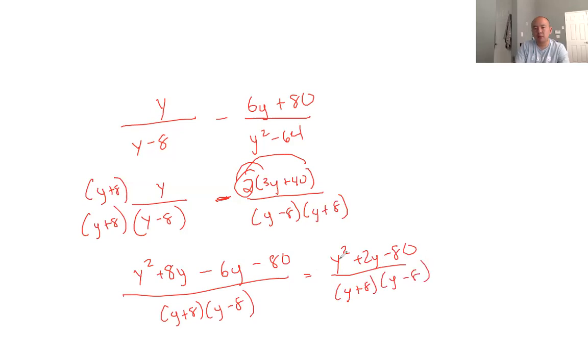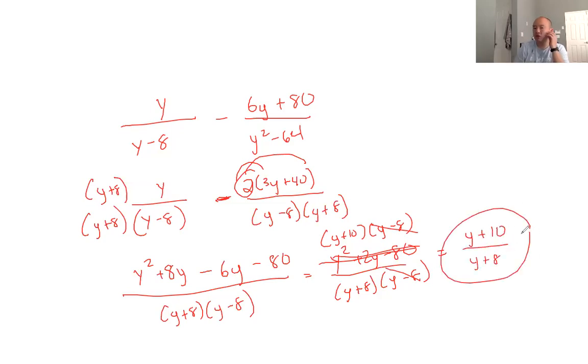I am not sure. Maybe you could factor this. Let's see, 80 and, yeah, maybe we could factor this portion right here. So this could be y plus 10 and y minus 8, right, if you factor this. So you get rid of these, and the final answer is y plus 10 over y plus 8. So factoring is huge here, okay? Factoring is a huge, huge issue.